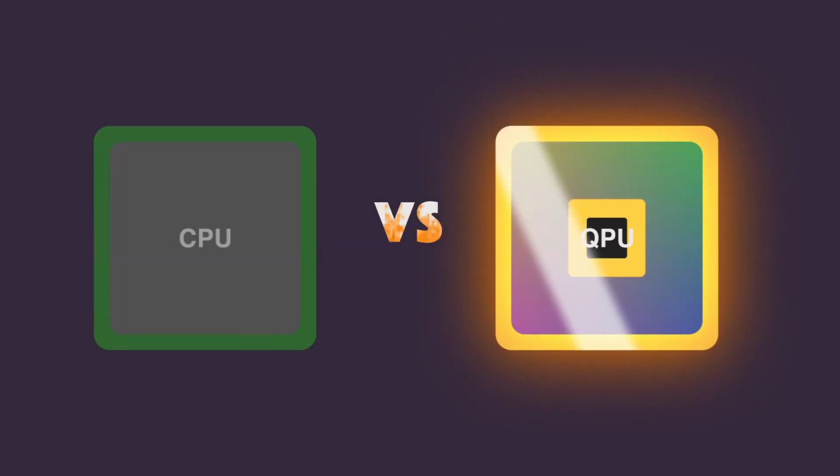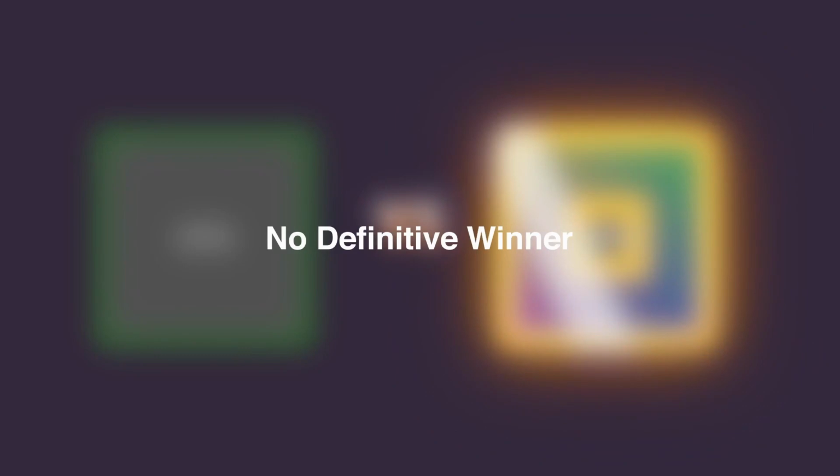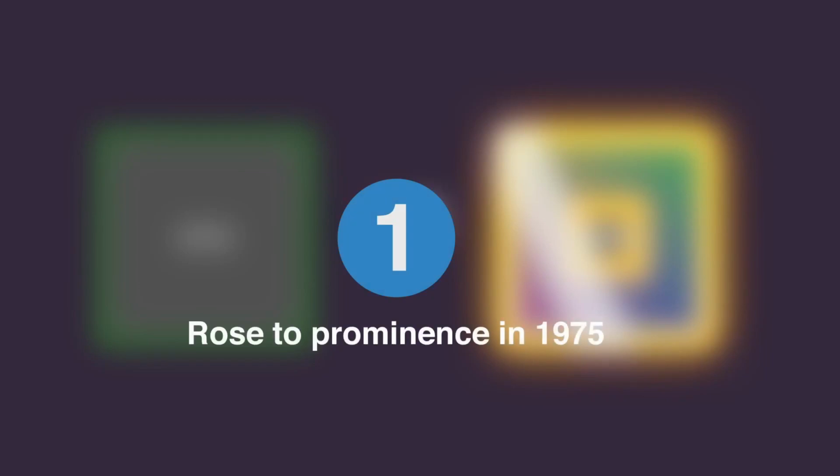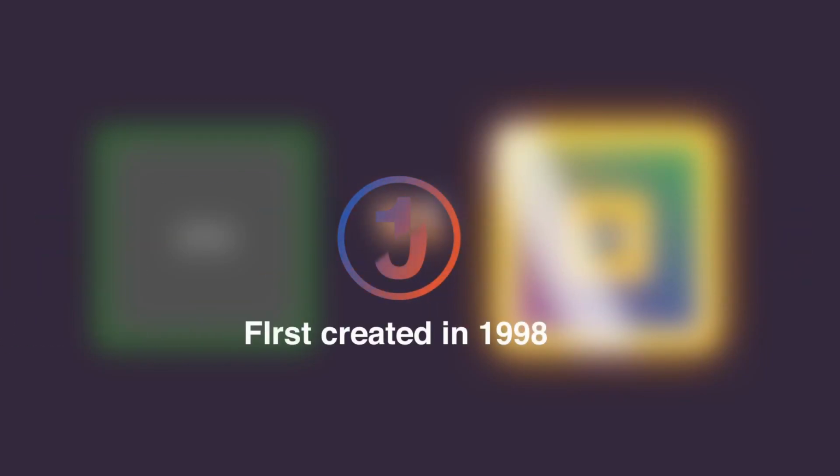In conclusion, quantum computers and classical computers are fundamentally different. Classical computers use bits to represent data which takes the value of 0 or 1, whereas quantum computers use a quantum particle with a spin to either have the value of 0 or 1 or both at the same time. Classical computers were first widespread around 1975, and the first quantum computer was created in 1998.